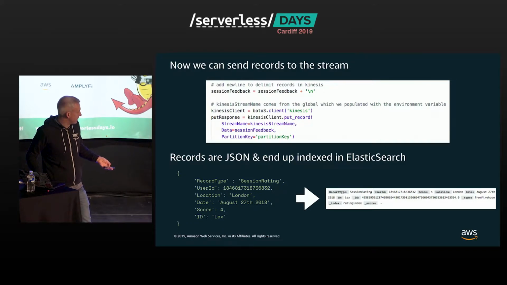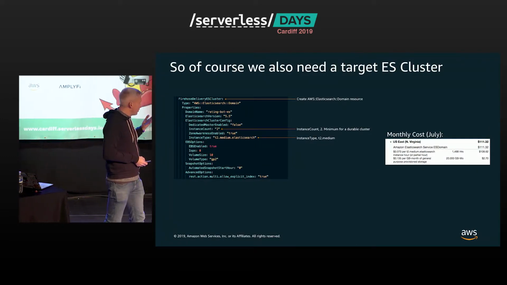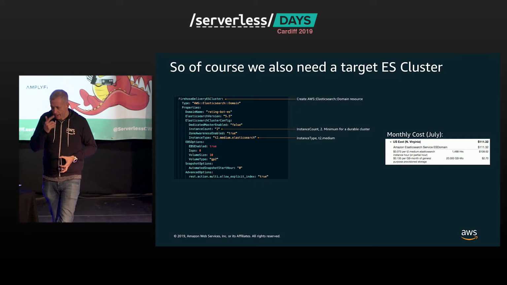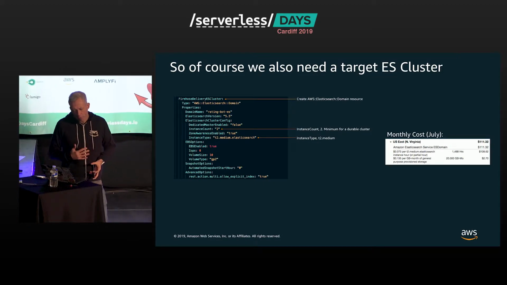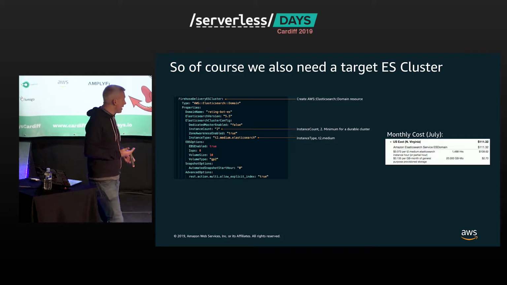And that'll end up indexed in Elasticsearch, as you can see here at the bottom right. So to do that, we need an Elasticsearch target cluster. And this is where I started realizing there was a problem with my application architecture, okay? And the problem is cost, okay?